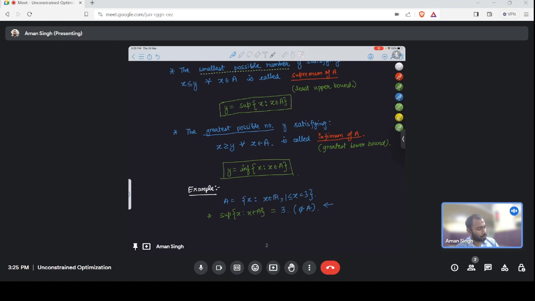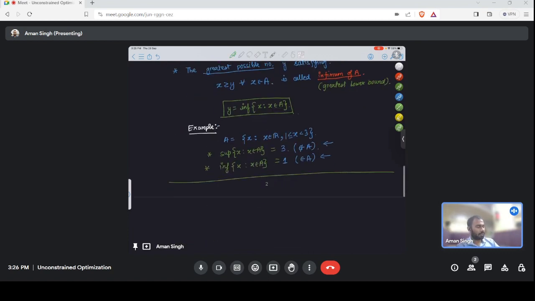So 3 is the supremum, and let's see what the infimum is. The infimum here will be 1, and we can also see that the infimum belongs to A. So it may happen that the infimum and supremum both belong to the set of which they are the infimum and supremum, or they may not belong to it. So it's not a hard and fast condition.